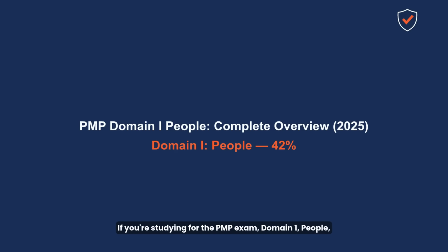If you're studying for the PMP exam, Domain 1, People, is where your preparation starts. It makes up 42% of the entire exam, covers 14 tasks, and tests something most candidates underestimate: your ability to lead, motivate, and manage people, not just processes. In this video, I'll give you a complete overview of all 14 tasks in Domain 1, what each one means, and exactly how the exam tests it.